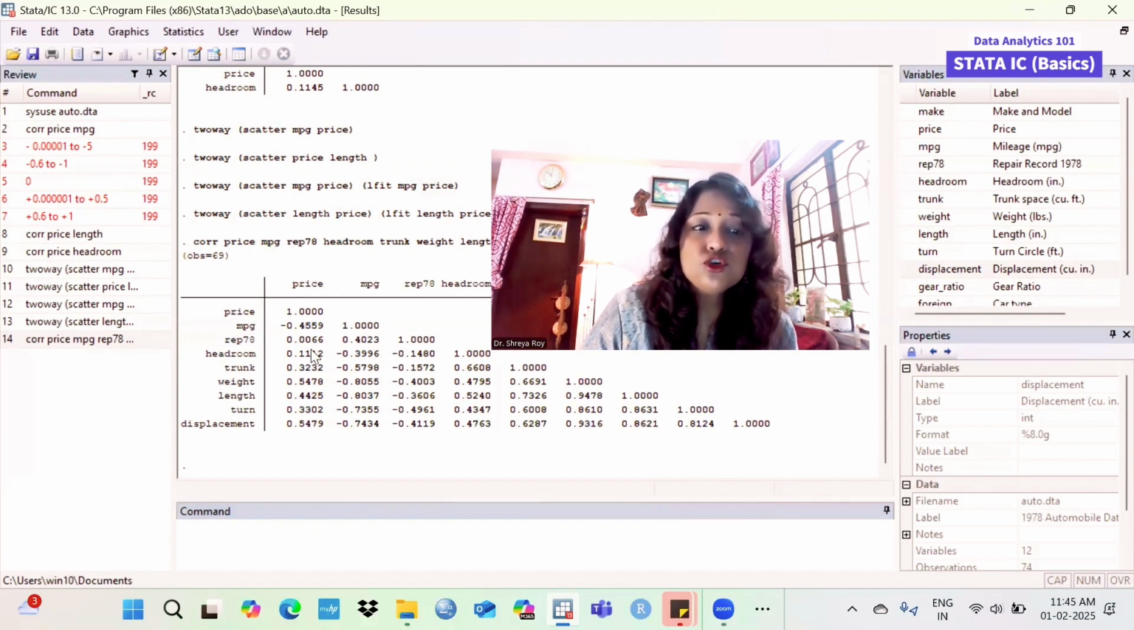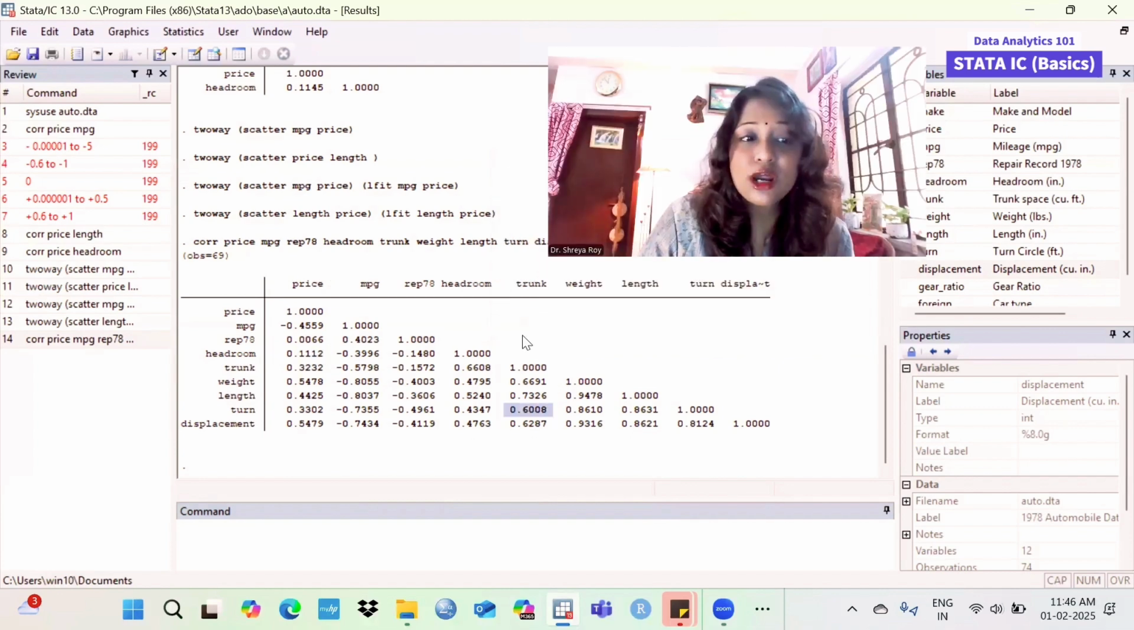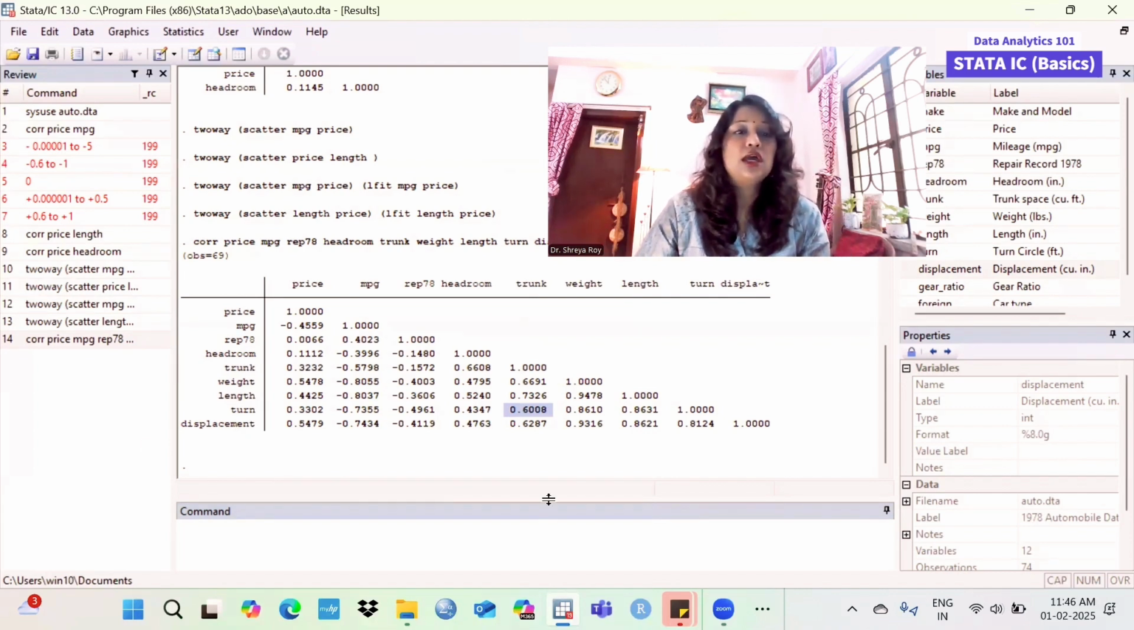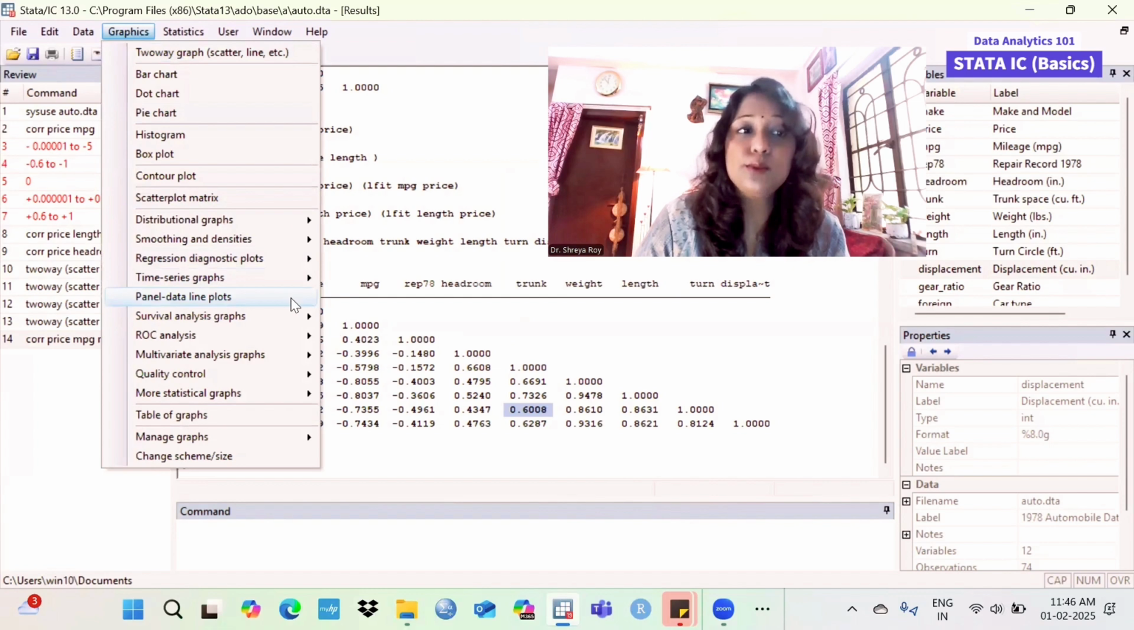So what you are supposed to look at are the values below it. Price and MPG is minus 0.4559. Price and Rep 78 is 0.006. Price and headroom is 0.1112. Similarly, if I tell you what this is, this is trunk and turn.